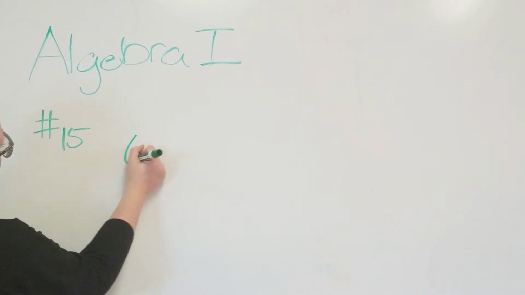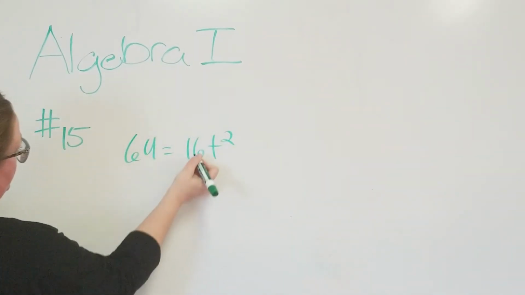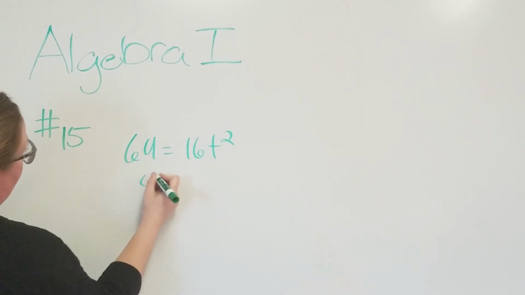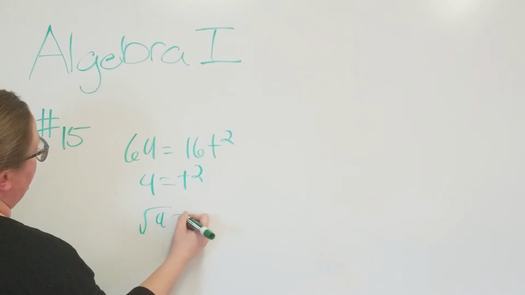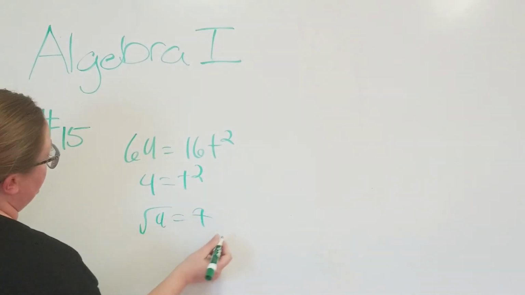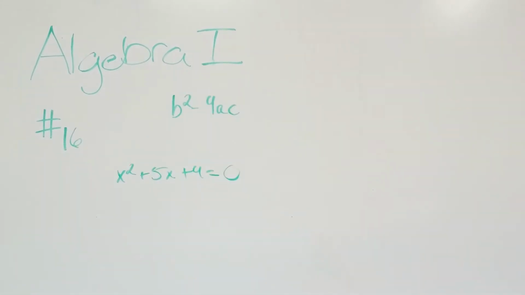So 64 equals 16t squared. So just divide 64 by 16, which is 4, t squared, and then the square root of 4 is going to equal t, which is 2. Square root of 4 is 2. So it would take 2 seconds to hit the ground.